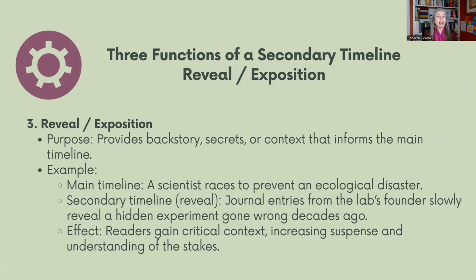So an example of this, a scientist races to prevent an ecological disaster. The secondary timeline, the reveal, might be journal entries from the lab's founder that slowly begin to be unearthed, and they're revealing a hidden experiment that went wrong decades ago. And somehow that really has a lot of impact on what the scientist has to deal with in the here and now. And so, because we have that background, we have that information, the stakes immediately start to grow higher and higher. The tension increases. And so, we're really riveted trying to find out what the outcome is going to be based on this new information.